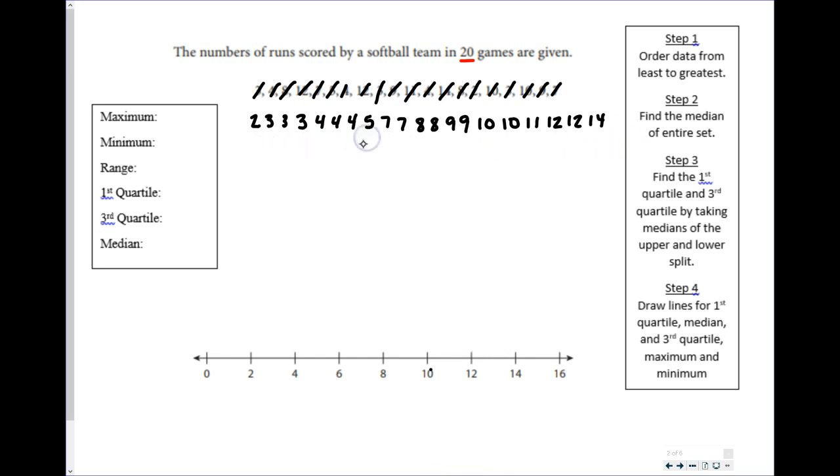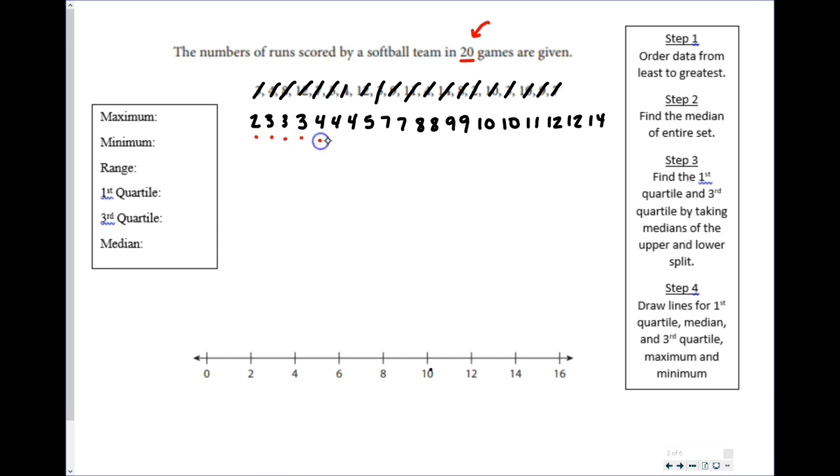The other place students make a mistake is this next step right here, and that's finding the median value. One easy way to find the median value is to take the number of data points you have. In this example, I've got 20. I'm going to divide 20 by 2, because when you divide something by 2, you're splitting it in half, which is what the median is. So I'm going to count 10 on each side.